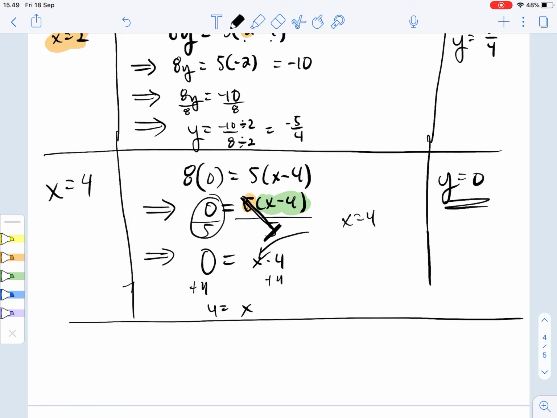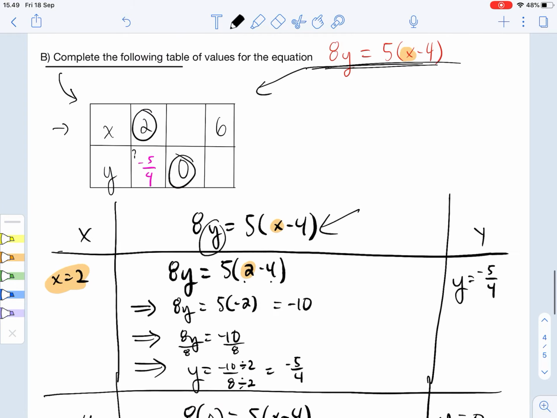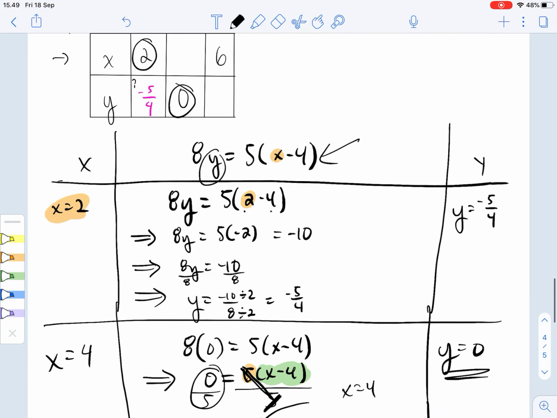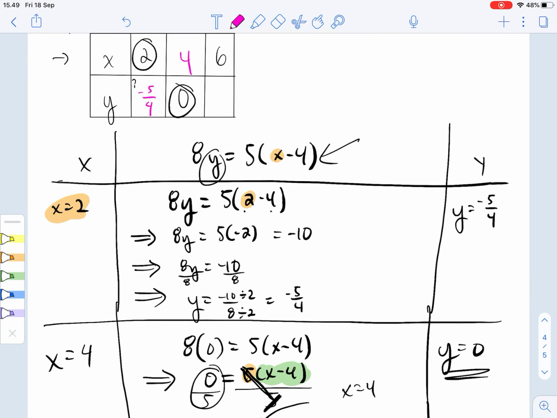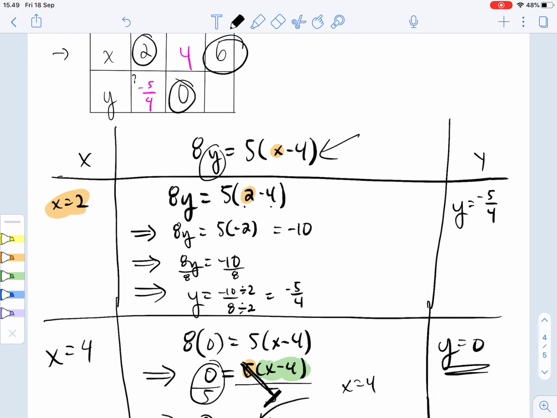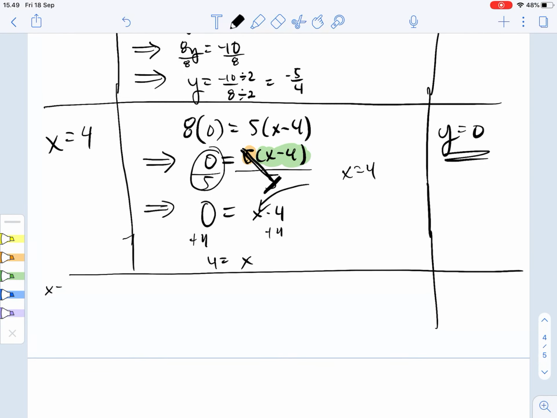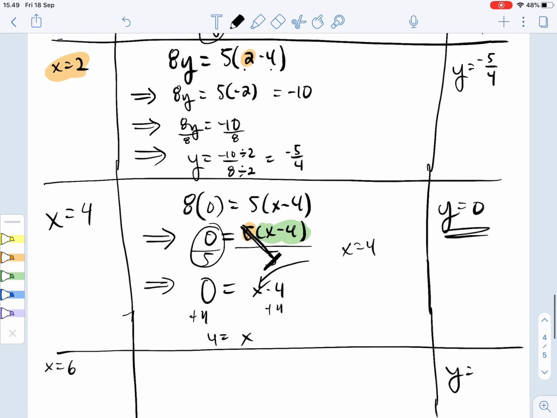All right, last table, I think, right? Yep. Oh, I forgot to put it up here in my table. All right, so we have when x is 6, what is y? So x equals 6. What is y going to be?